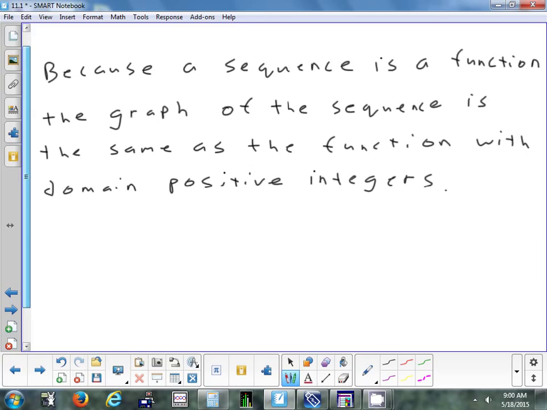So let's try graphing a sequence. When we graph it, the idea is you're going to graph it just like you'd graph a function, but you're going to have dots. You're not going to connect them. And the dots are going to represent the terms.